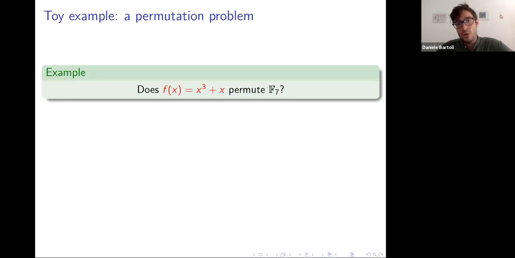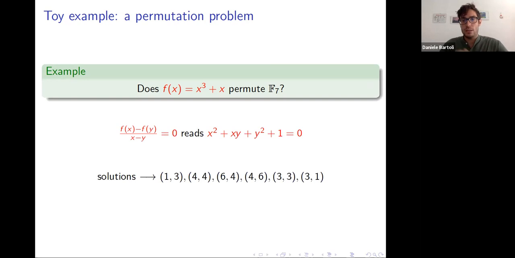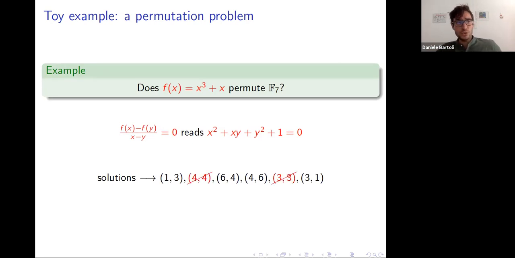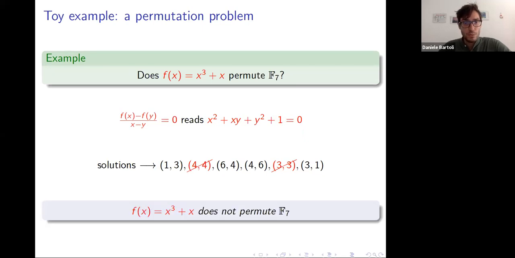Now, let's see an example. Suppose that we would like to know if x cubed plus x permutes F_7. F_7 is the field with the 7 elements, so 0, 1, 2, up to 6. Well, if you remember what I said in the previous slide, we have just to check if this bivariate equation has solutions which are non-trivial, so with x different from y. You can even do it by hand, so you end up with these 6 solutions. Now, let's just remove the 2 solutions (4,4) and (3,3), which are not suitable for us, but still we can find solutions with x bar different from y bar. And so we can conclude, if you remember what I said before, that this polynomial does not permute F_7. Clearly, this is an easy example, so you can even do it by hand. This is just to show the connection between a permutation polynomial and a bivariate equation.